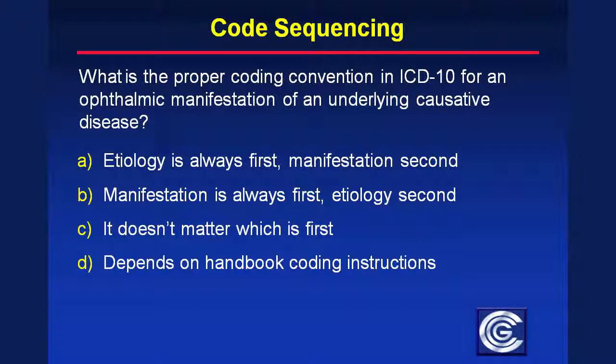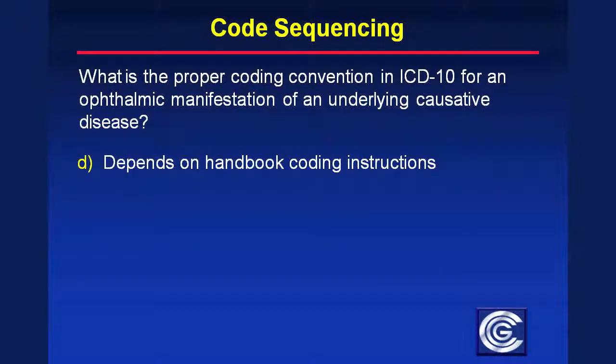What is the proper coding convention in ICD-10 for an ophthalmic manifestation of an underlying causative disease? A. Etiology is always first, manifestation second. B. Manifestation is always first, etiology second. C. It doesn't matter which is first. D. It depends on handbook coding instructions. The correct answer is D. It depends on handbook coding instructions.